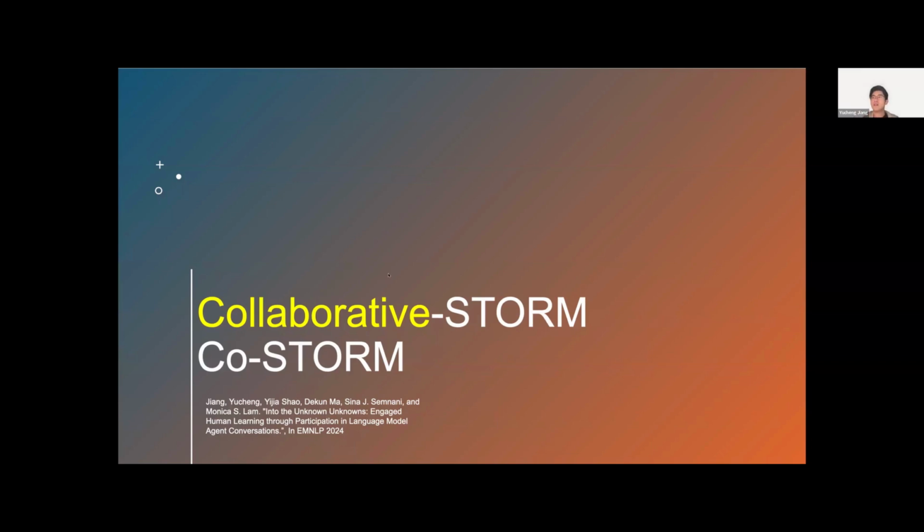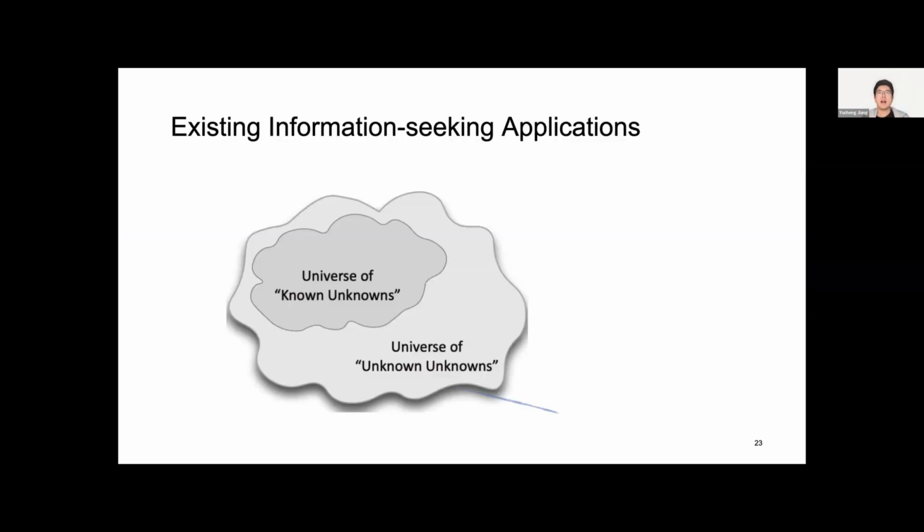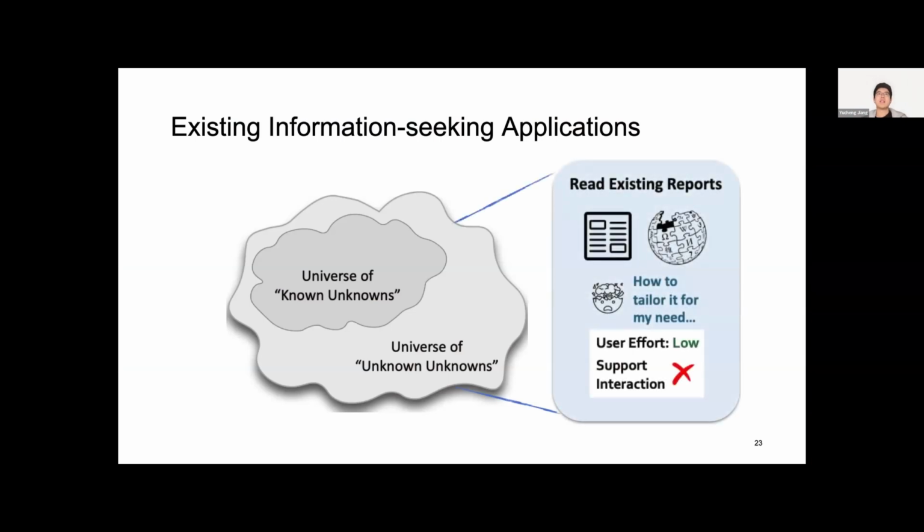Yeah, so the second part of the talk talks about extending the existing Storm into Collaborative Storm, which we called Co-STORM. Basically, in existing information-seeking applications, especially Storm, such applications write long-form grounded reports that cover the breadth and depth to some extent.